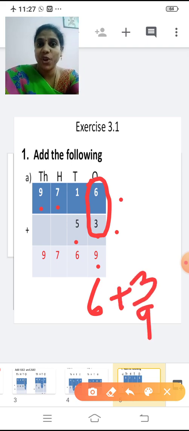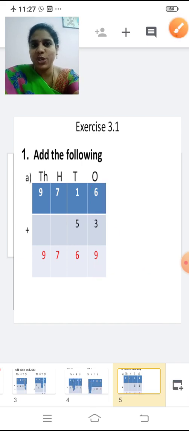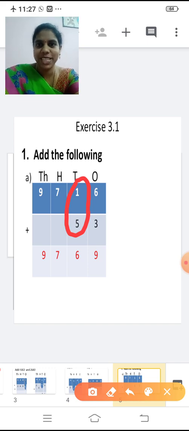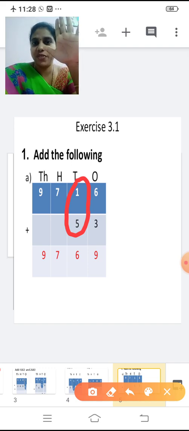So that is over. Then what we have to do? Next we have to move on to the tens place. Now add the tens place. What is there in the tens place? 1 and 5. Now add 1 and 5. 1 in the mind, 5 in the finger. After 1, 2, 3, 4, 5, 6. So what is the answer? 6. So write 6 below the tens place. Now that is over. Then what we have to do?